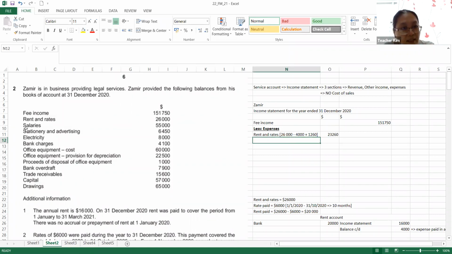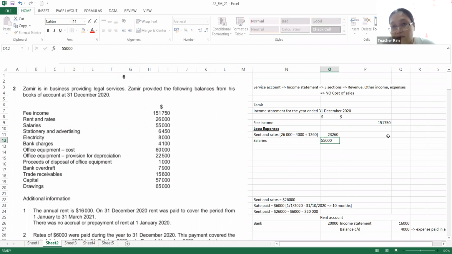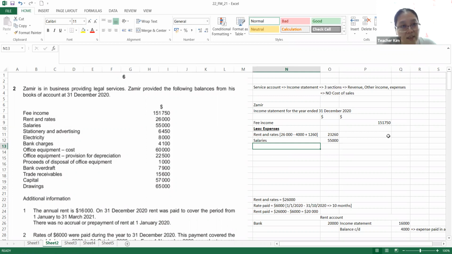And then the next account, salary. Salary, they didn't say anything. So that means no adjustment. So put 55,000. And next is that stationery. Stationery and advertising. Okay, 6450. And next, electricity. Electricity also they didn't talk anything. So we just put in the amount. Electricity, 8,000.